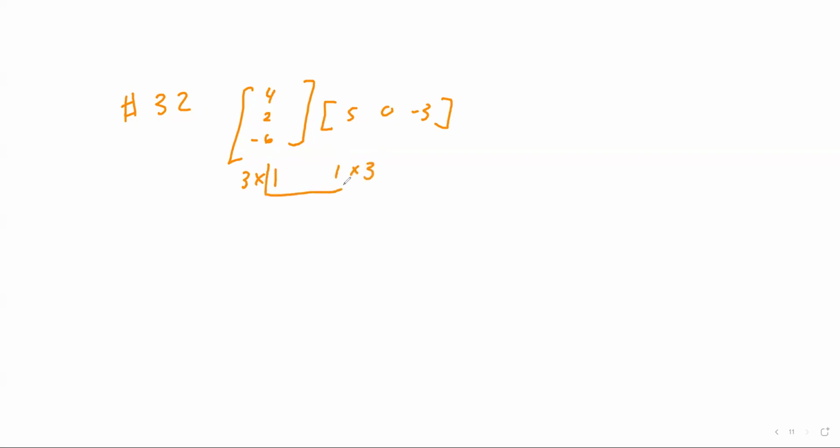All right. Let's look at one more of this, and I'll do a different one as well. So this is number 32. You are given a column matrix 4, 2, -6, and a row matrix 5, 0, -3. So this is a 3 row by 1 column, and this is a 1 row by 3 columns. These are the same, and you'll be left with a 3 by 3.